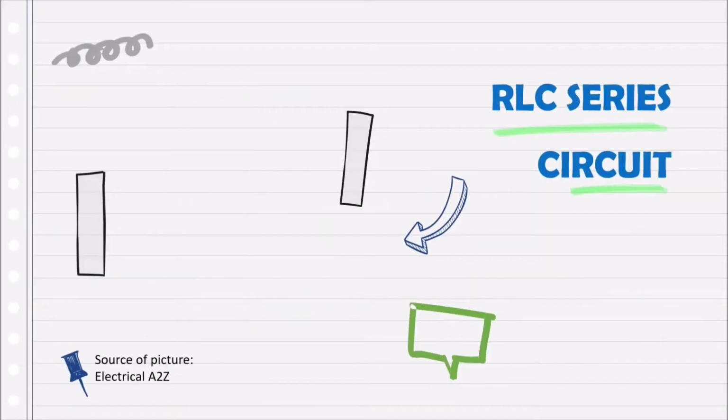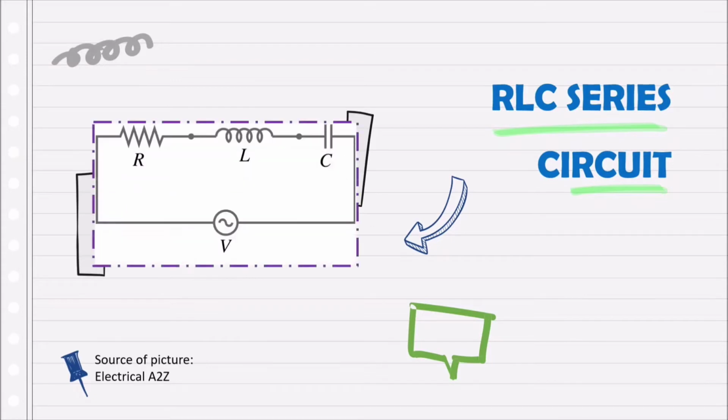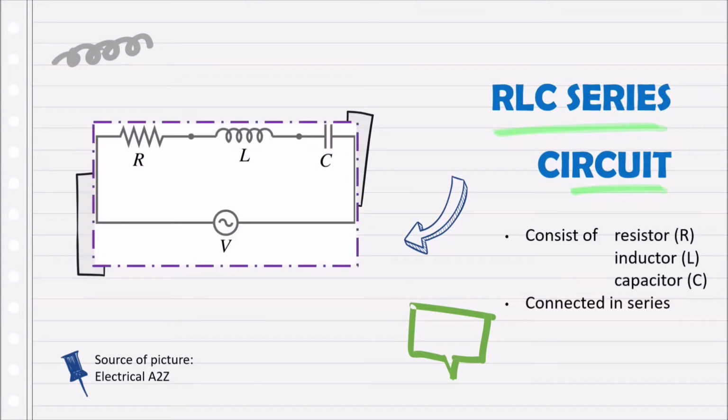First, we have to know what an RLC series circuit is. It is an electrical circuit which consists of a resistor, inductor, and capacitor. The three components are connected in series across a sinusoidal alternating supply. Hence, an RLC series circuit is formed.